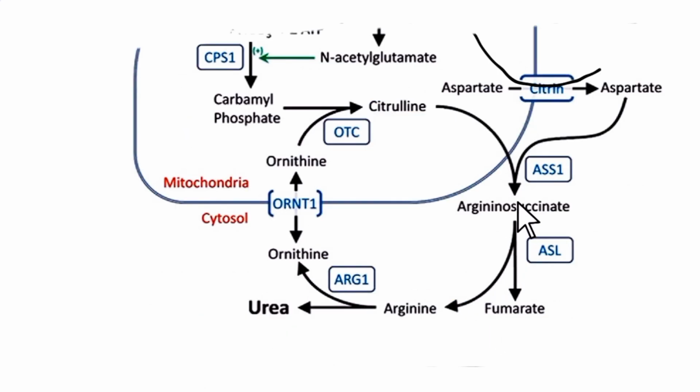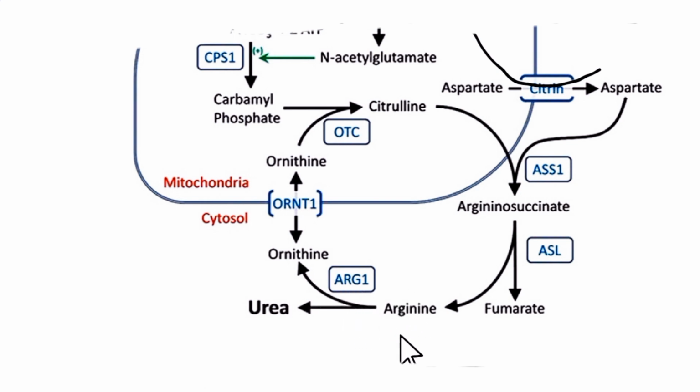Later on, argininosuccinate is going to be converted to arginine, and this reaction involves the removal of fumarate. We know where fumarate can go: fumarate can go to the TCA cycle. This enzyme, argininosuccinate lyase, is going to catalyze this reaction, which involves the removal of fumarate. This fumarate will go to the TCA cycle, while arginine is going to continue in this same cycle, which is the urea cycle.